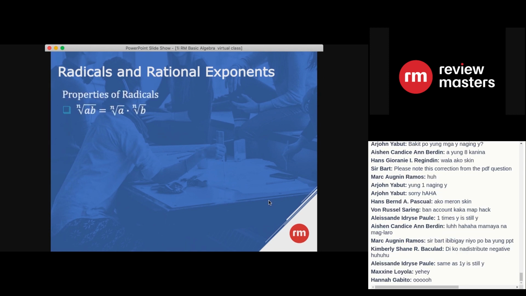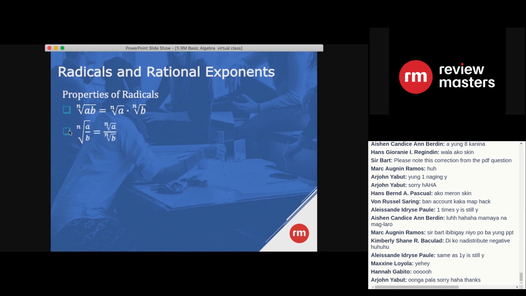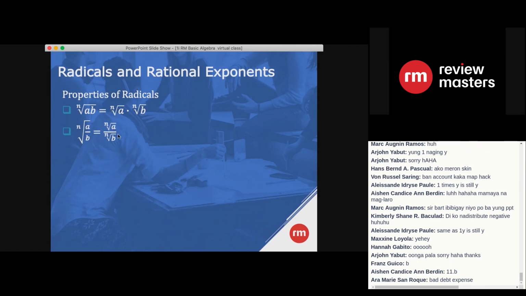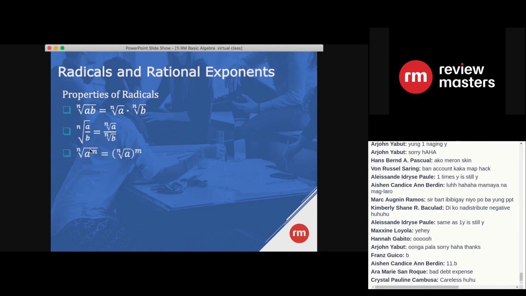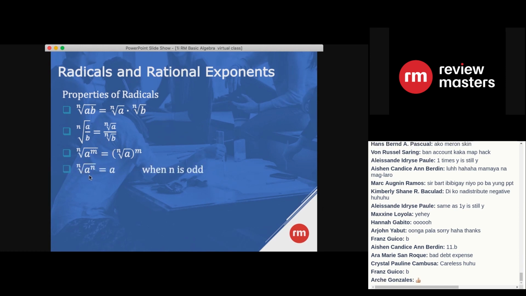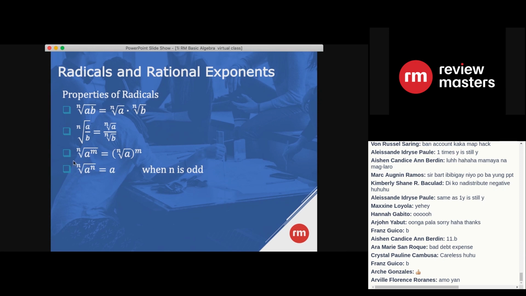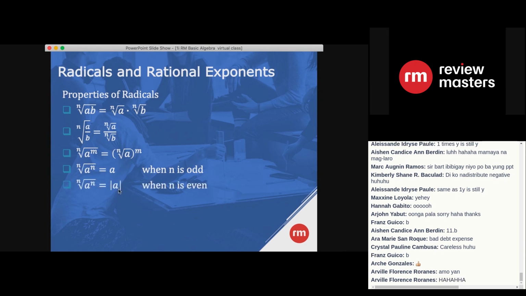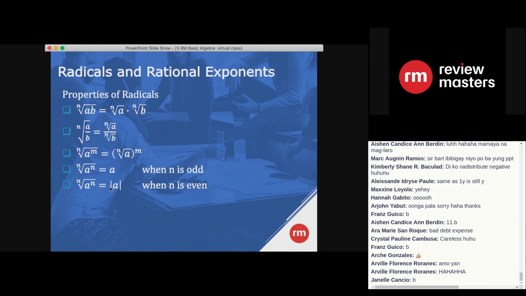Okay. Properties of radicals. The nth root of AB is equal to the nth root of A times the nth root of B. The nth root of A over B is the nth root of A over the nth root of B. The nth root of A to the M is equal to the nth root of A raised to the M. The nth root of A to the N is equal to A when N is odd, and absolute value of A when N is even.